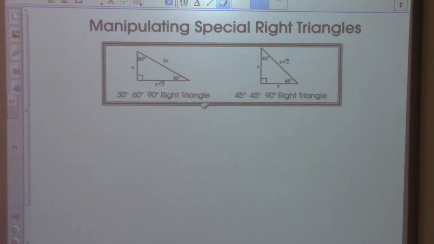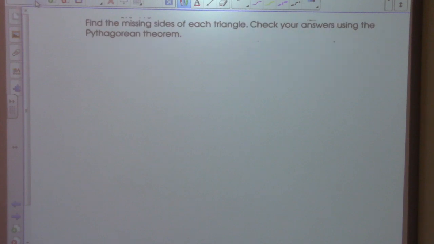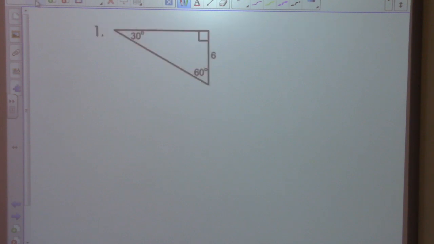So you come right here, and they give you the format of things we've talked about. This looks familiar, right? We've talked about this in class several times, haven't we? And you come down here, and they give you an example problem of what these sides are. So example: find the missing sides, leave in radical form, or simplest radical form. Since they're right triangles, you can check your answer using the Pythagorean theorem. So find the missing sides of each triangle, and check your answer using the Pythagorean theorem.